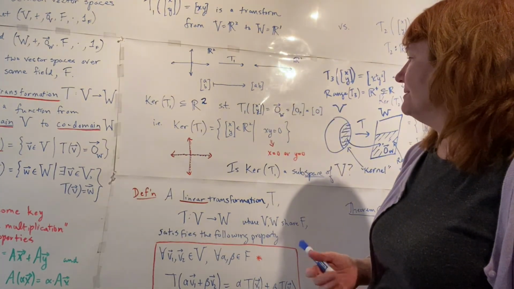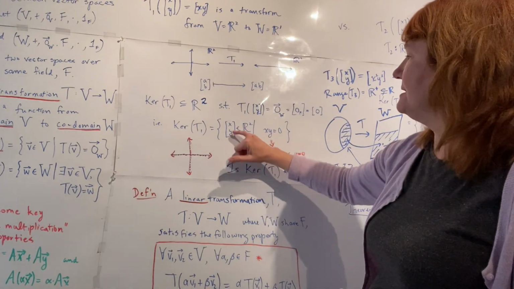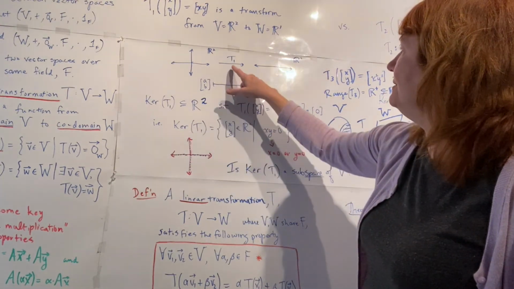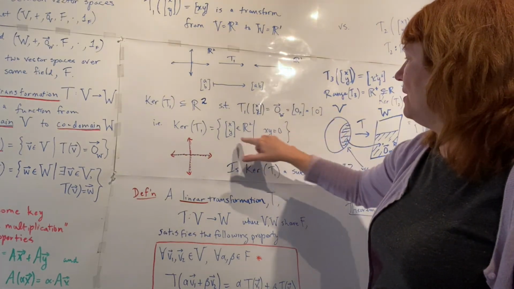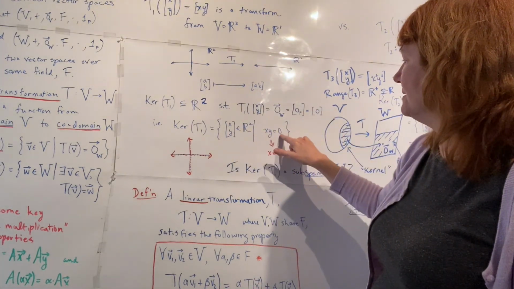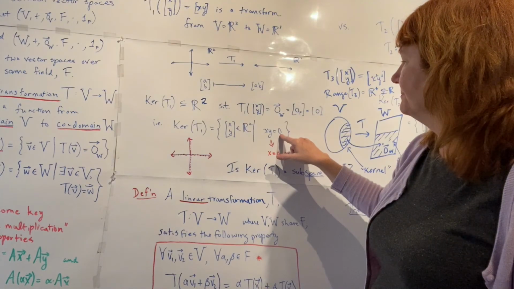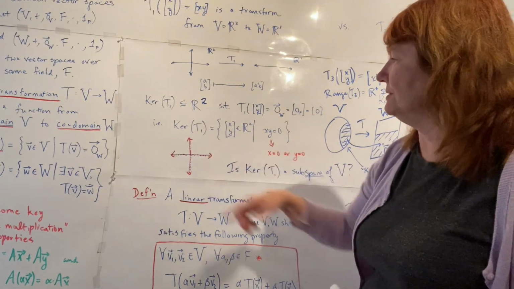What would map to that? Again, what does the mapping do? What does T1 do? It takes this pair and multiplies them. So all those vectors for which their product is equal to 0 belong in the kernel of this mapping.